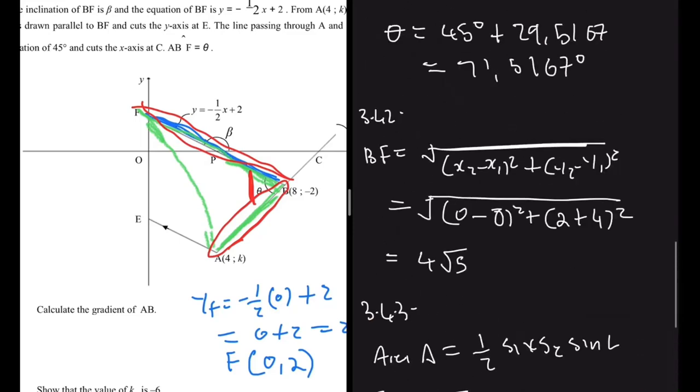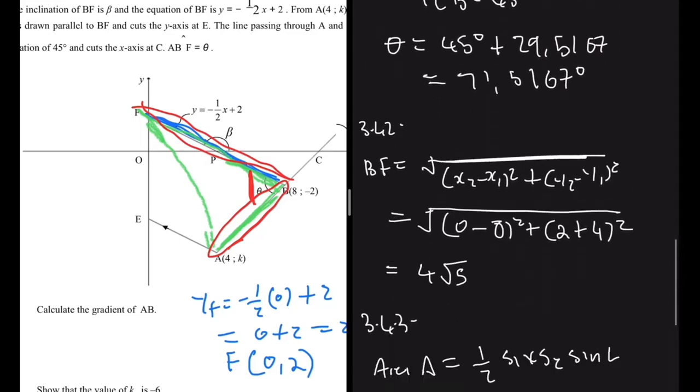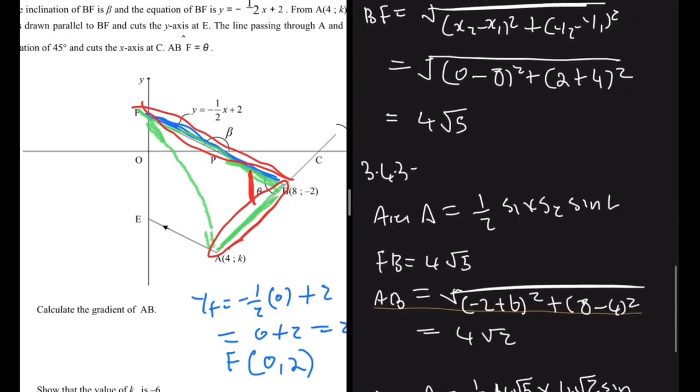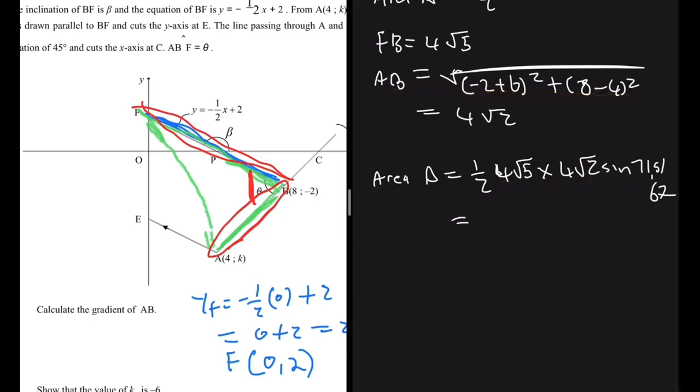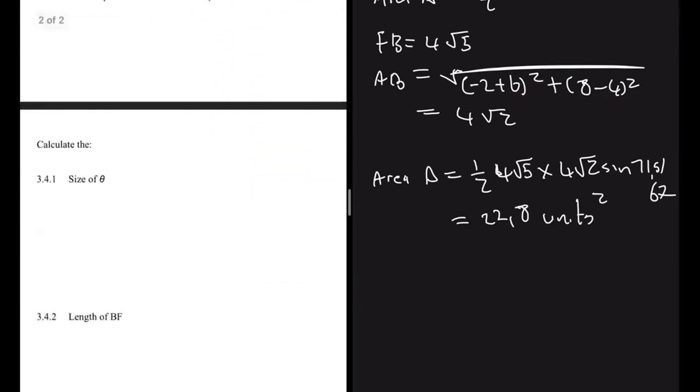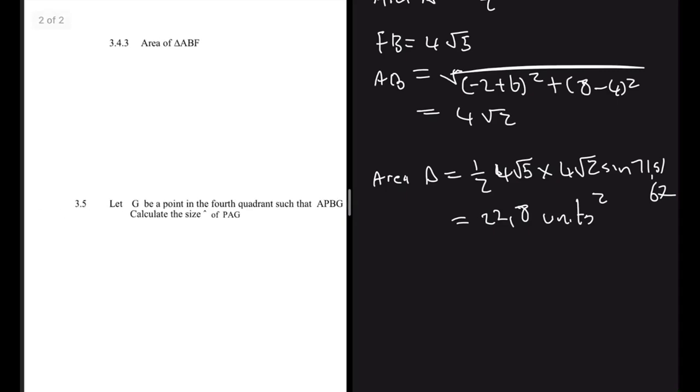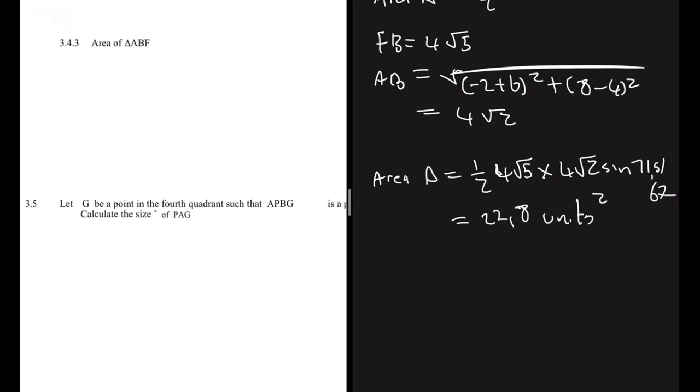The sandwich theta, and we just deduce that the angle theta is 71.5167. So we have sine of 71.5167. When I do that, I get 22.8 units squared, right? Because it's an area. And then let's move forward and do 3.5.